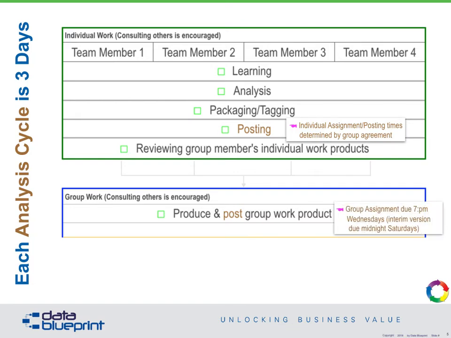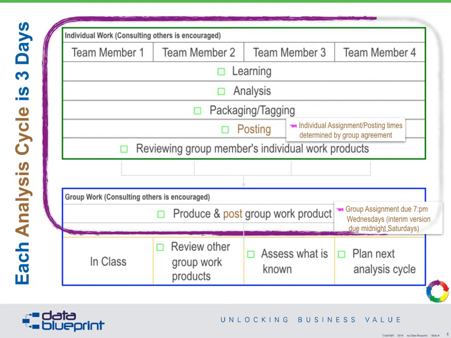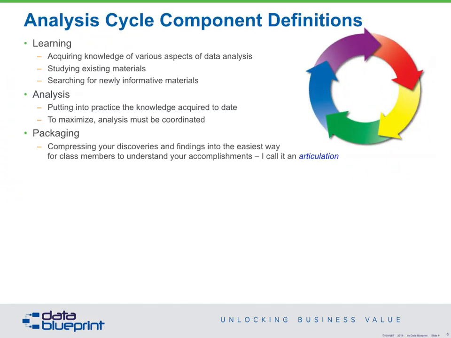You will also be graded, with group grades for those individual products. In class, then review other work group products, assess what is known, so you now know what everybody else knows, and plan for the next analysis cycle with goals, etc., in there. This part I'm drawing the purple line around is what represents, again, the analysis cycle, 2 of those per week. Let's look at the specific components in here.